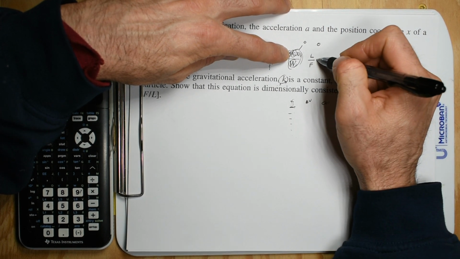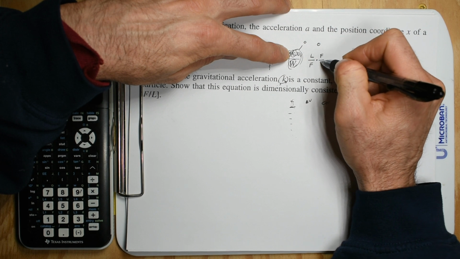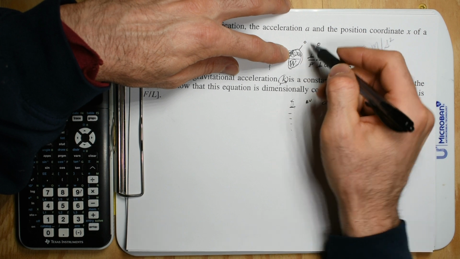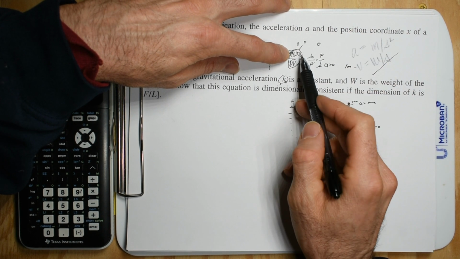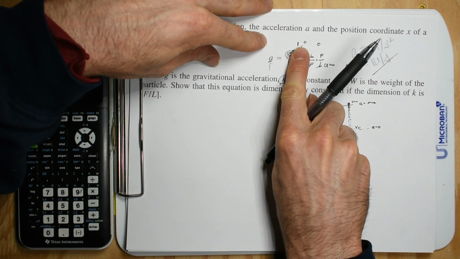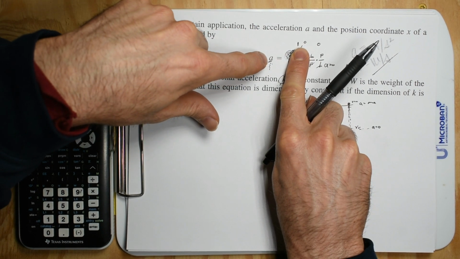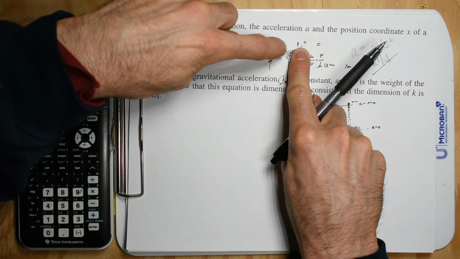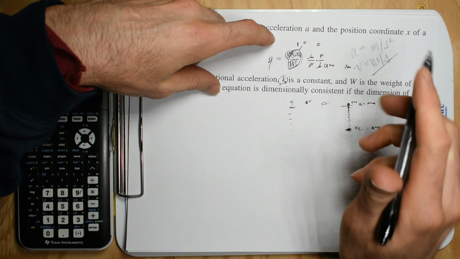Now, does that make sense? Because if we go times F over L, all those cancel, and this has to be dimensionally 1. This whole thing has to be dimensionless, because the dimensions on acceleration over here have to match the dimensions on gravitational acceleration.